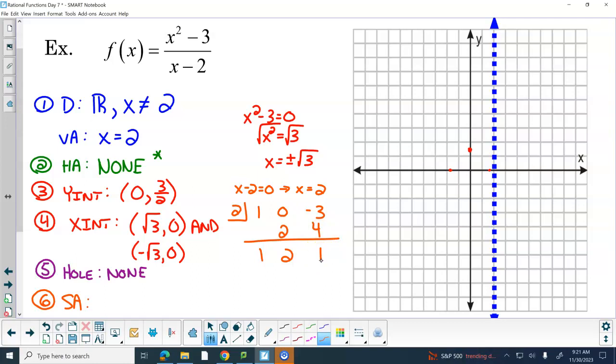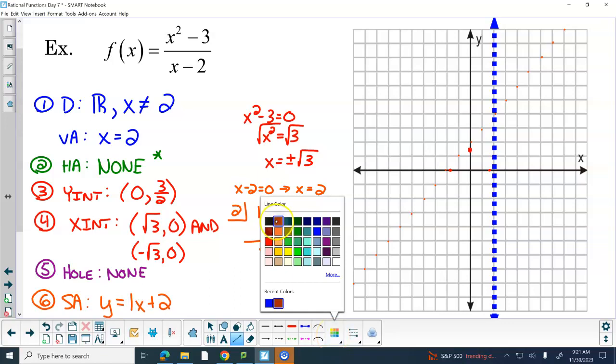So I've done the division. Second part of this step, ditch the remainder. Third part of this step, y equals 1x plus 2. Just so happens to be the same as the one that we did before. Putting it on with a dashed line.